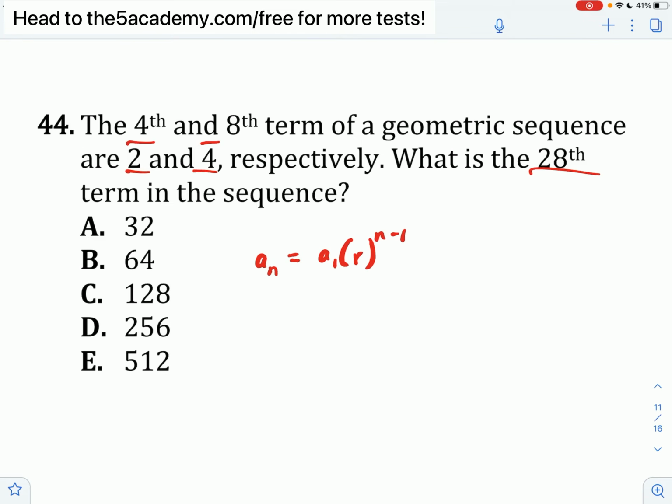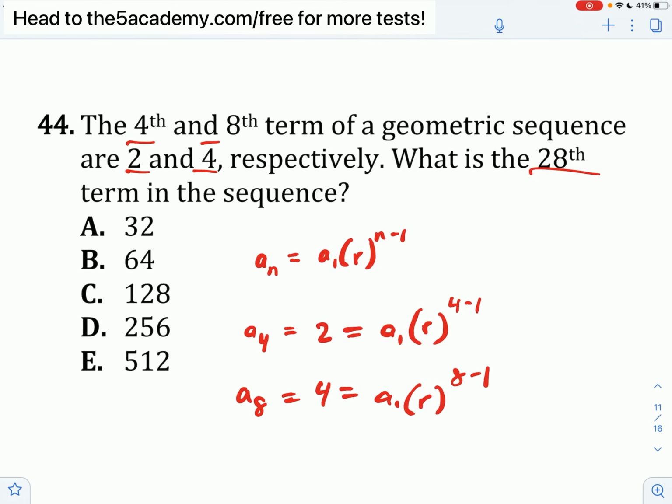I know that a of 4 is equal to 2, and a1 I don't know, but the common ratio I don't know either, and that's going to be to the power of what? n in this case is 4, so 4 minus 1. This is the first equation. a8 is going to be 4, and that's equal to a1 times r to the 8 minus 1. These are my two equations.